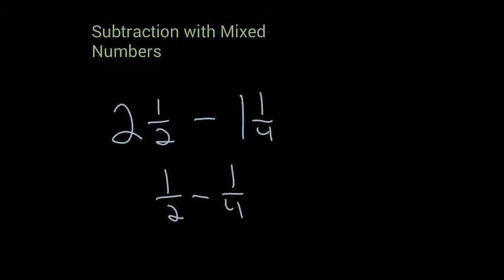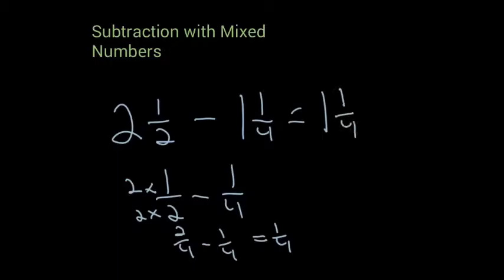So common denominator between 2 and 4 would be 4, so I'm going to multiply this by 2. So I get 2/4 minus 1/4, and I can do that. So 2/4 minus 1/4 would give us 1/4, and then 2 minus 1 would give us 1 for our whole numbers, so I'd have 1 and 1/4.